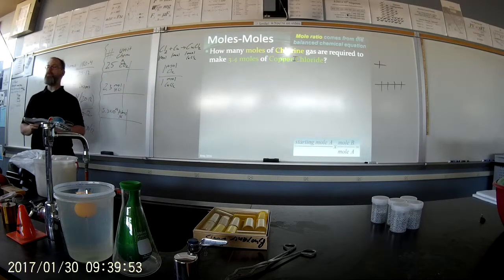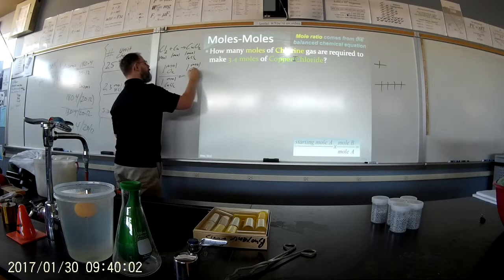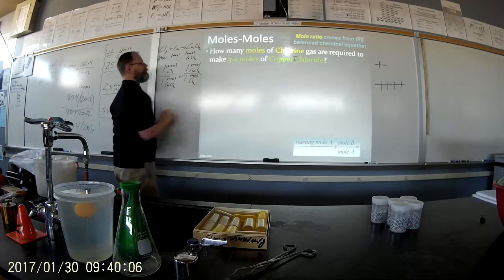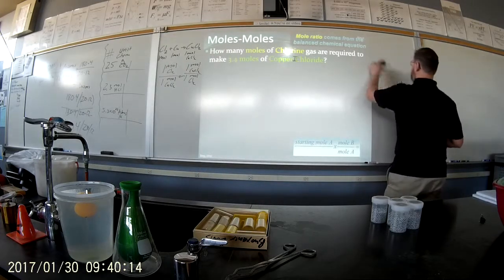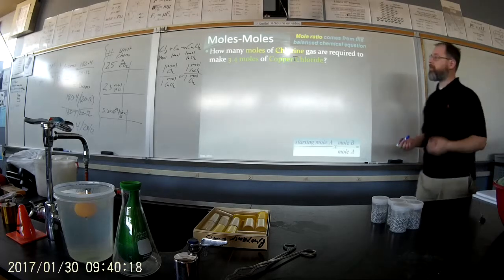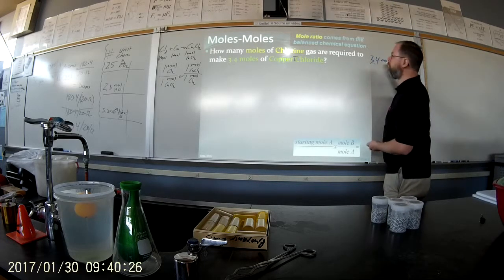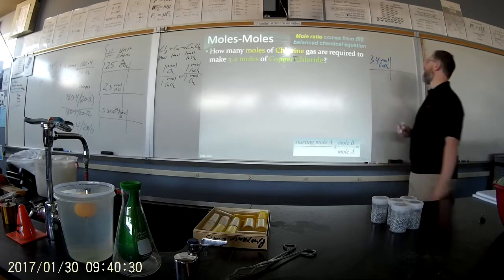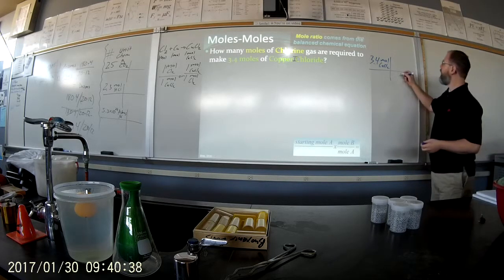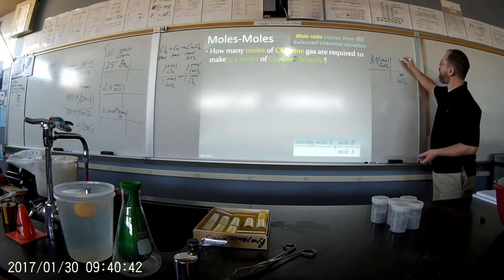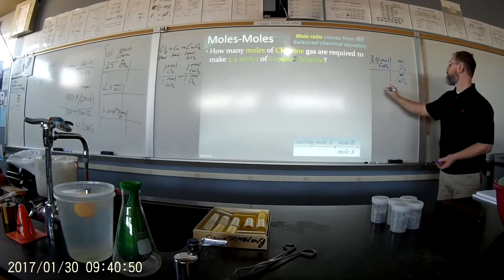That's a mole ratio. Can we flip it upside down? Yes, we can. We can also write this, or one mole of CuCl2 is equivalent to one mole of Cl2. So in that case, we can actually do a mole-mole conversion. 3.4 moles of CuCl2, and we're going to convert it to moles of Cl2. So we bring down our mole CuCl2, we're going to convert to mole Cl2, that's going to give us our answer.